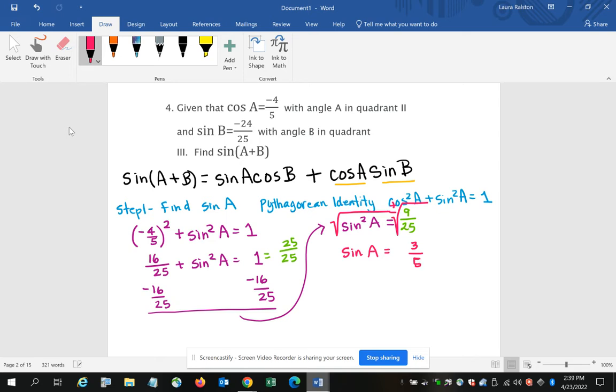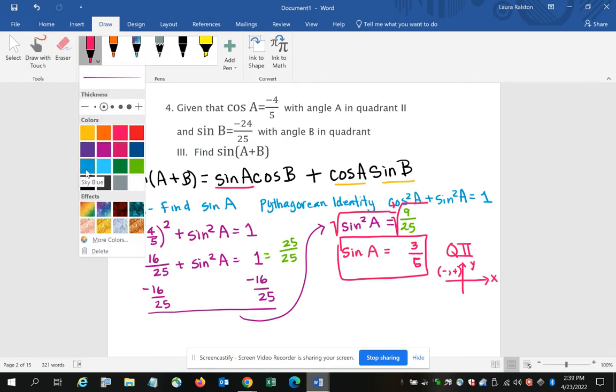Now, we know that angle A is in quadrant 2. If you think about your coordinate plane, in quadrant 2, your x value is negative and your y is positive. The sine corresponds to the y, so it should be positive. So here is my value for sine A. Now I know sine A.